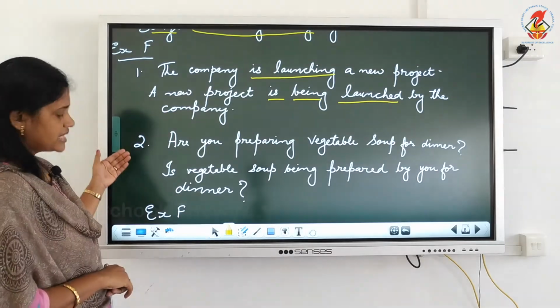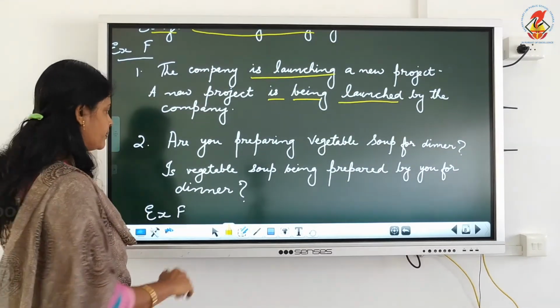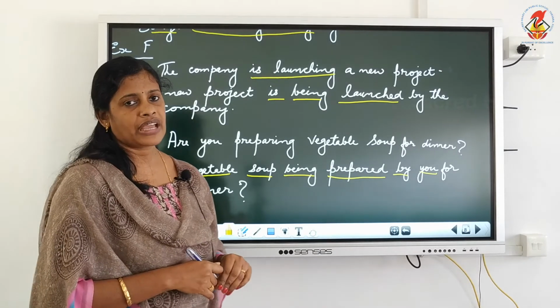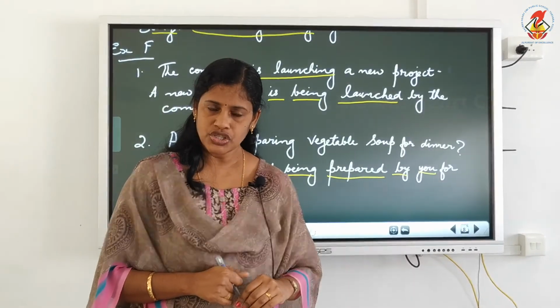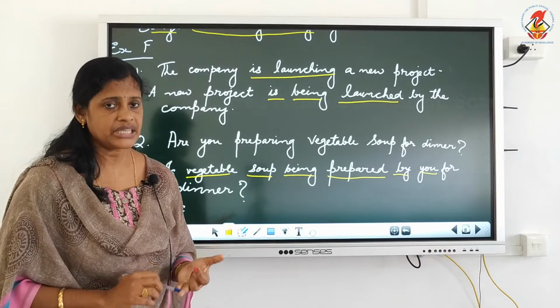And then the second one, are you preparing vegetable soup for dinner? Is vegetable soup being prepared by you for dinner? So you have to do exercise F. Any doubt, you can clarify in the live class. Is it clear, children? I have given you the rules for simple present and present continuous.